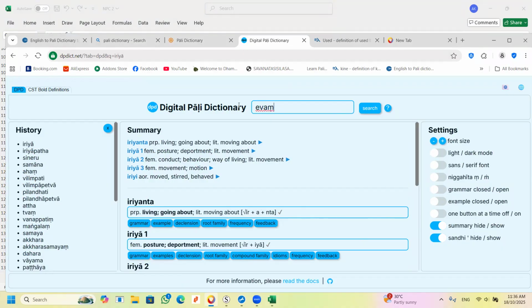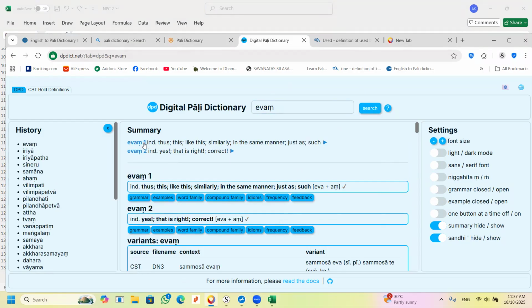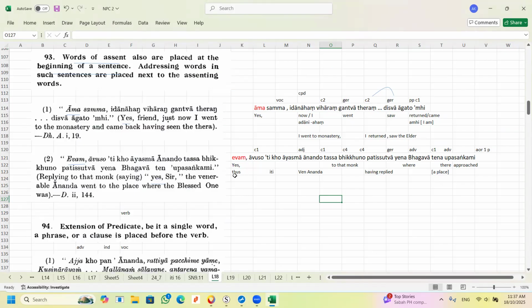Because if you use the word Ewang me sutang, I heard Ewang can have another meaning. So it depends on the sentences. See here, Ewang has this, this. Yes, that is right. Correct. It can mean something like that. This is what you need to understand. So you look at your sentences to decide what you want to use.